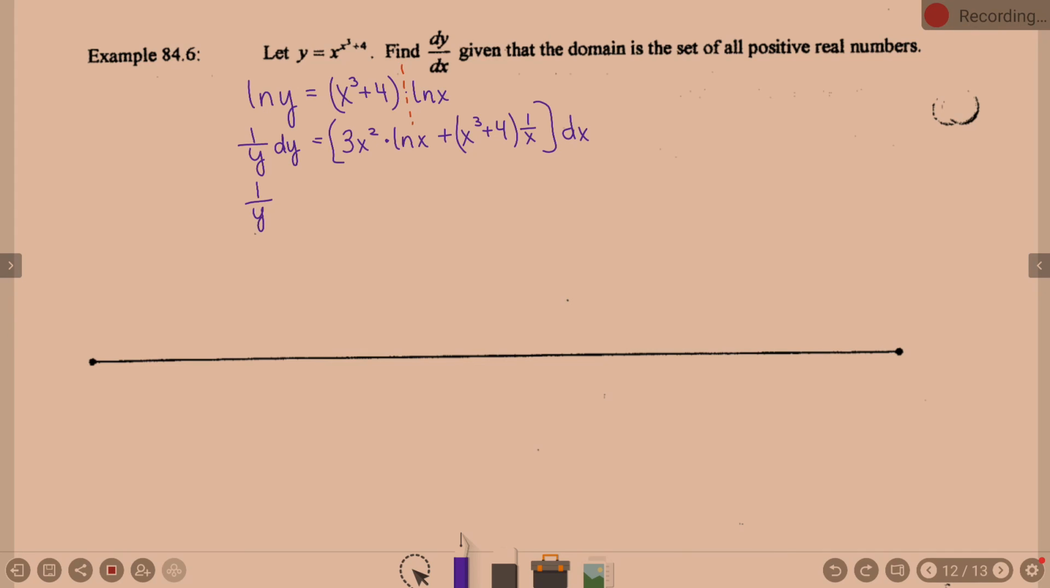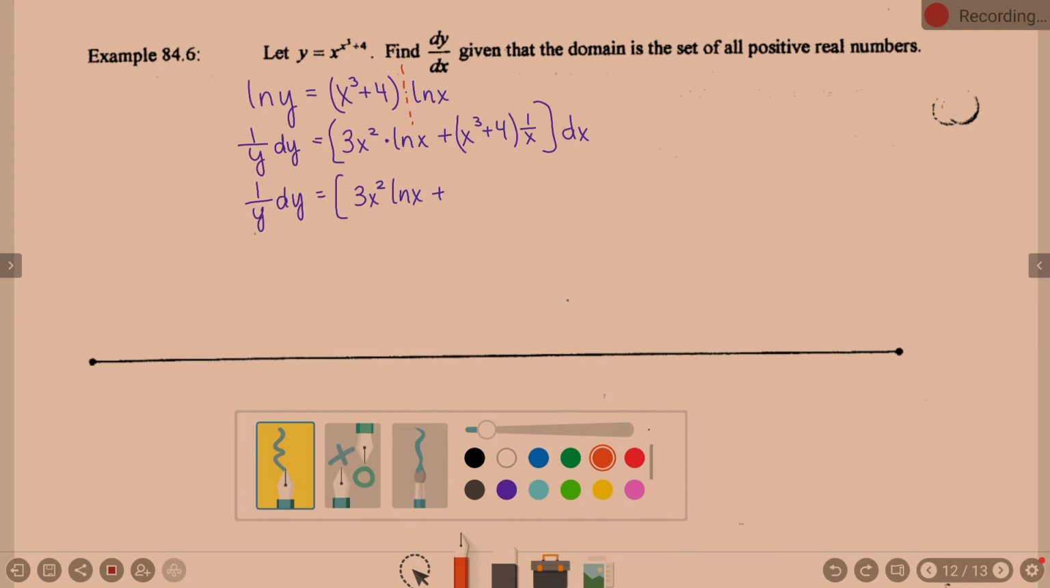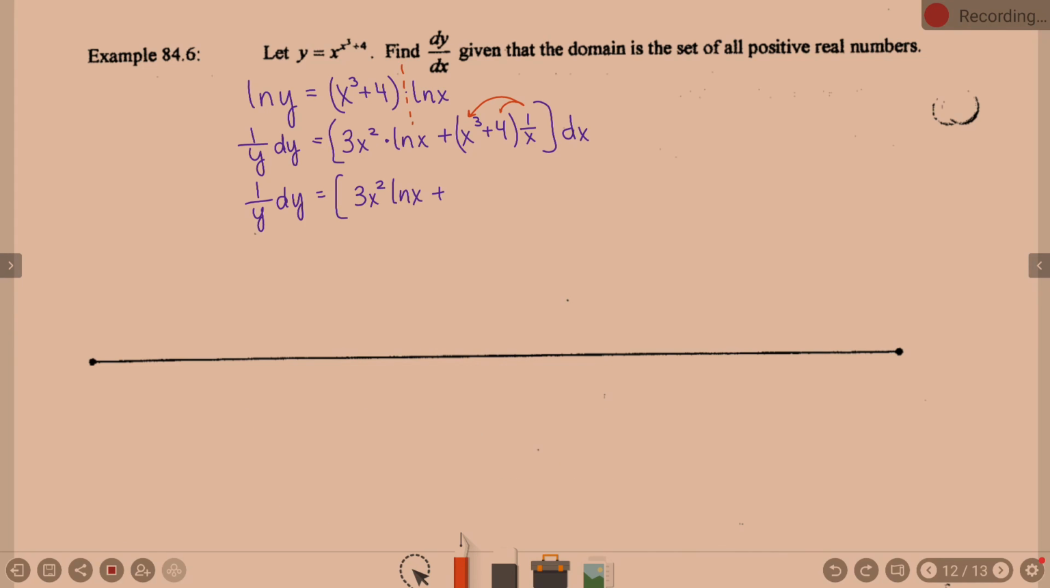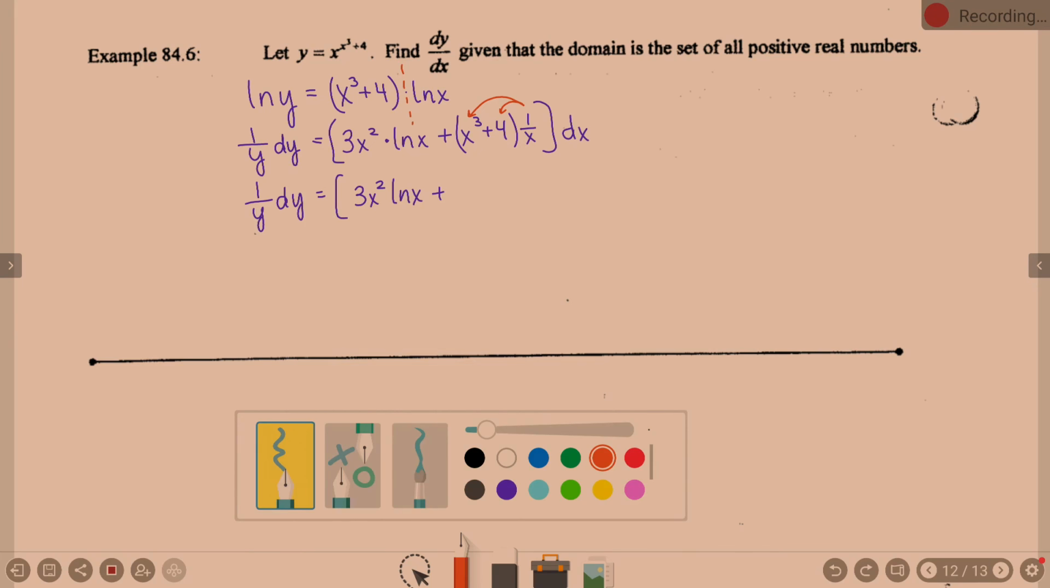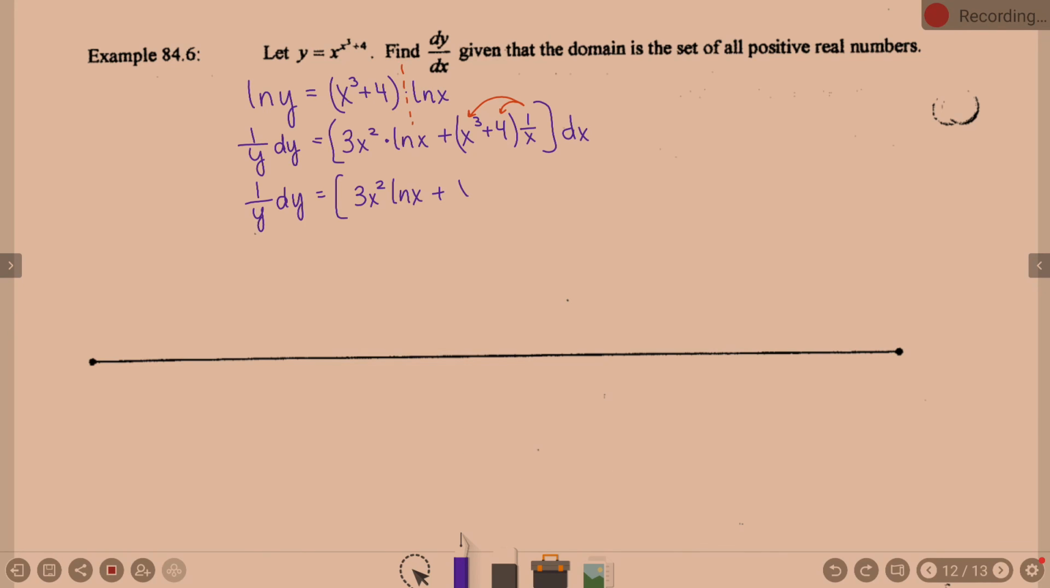So I have 1 over y dy is equal to 3x squared ln x plus, and if I distribute this 1 over x, 1 over x times x cubed just becomes x squared plus 1 over x times 4, 4 over x. Okay. And again, could you leave it even messier and leave it like the original one? Sure.